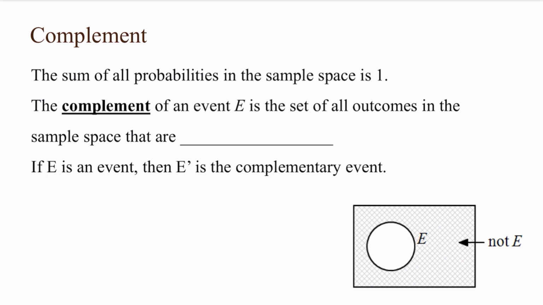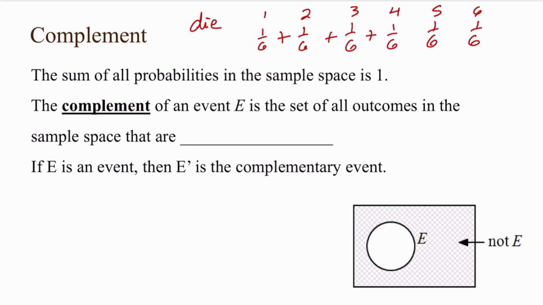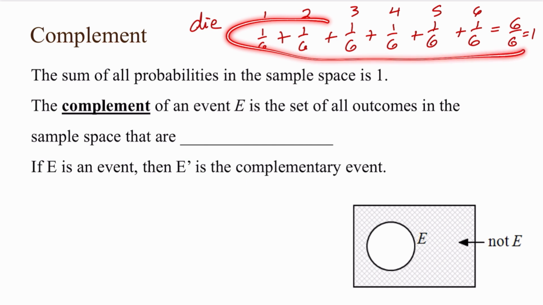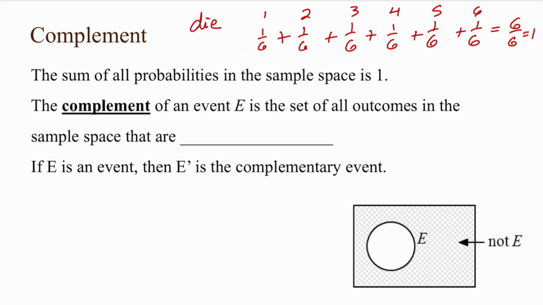Complement. The sum of all probabilities in the sample space is equal to 1. So that's a very important statement here. So you can think about this with your die, your number cube, as it were, right? For getting a 1, you've got 1 out of 6. For getting a 2, it's 1 out of 6. Getting a 6 is 1 out of 6. And so if you add all of those up, you're going to get, of course, 6 out of 6, which is equal to 1. So that's a pretty simple example of why when you add up all the probabilities in the sample space, you're going to get 1 every single time.